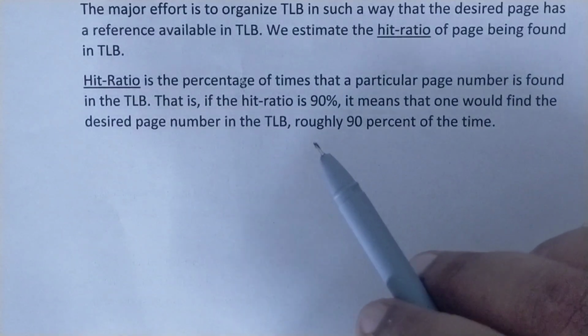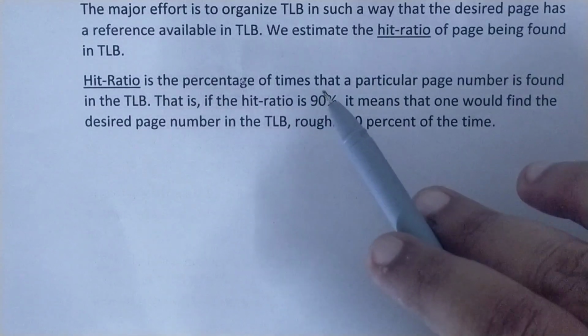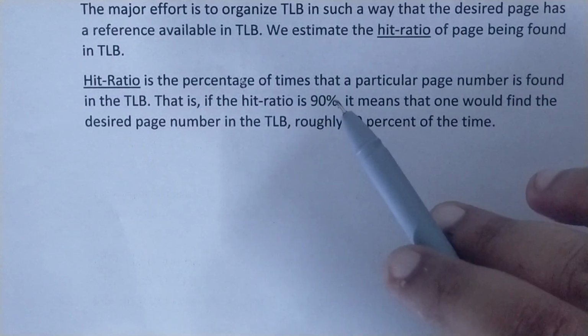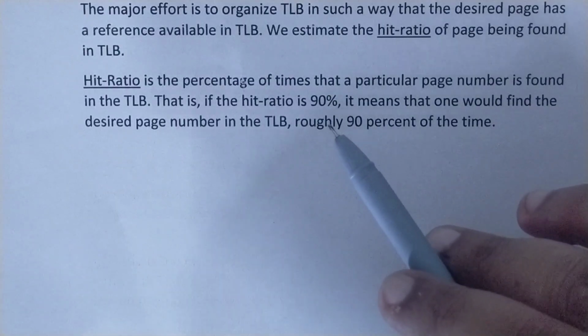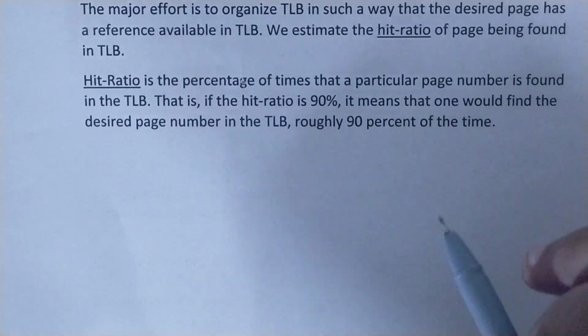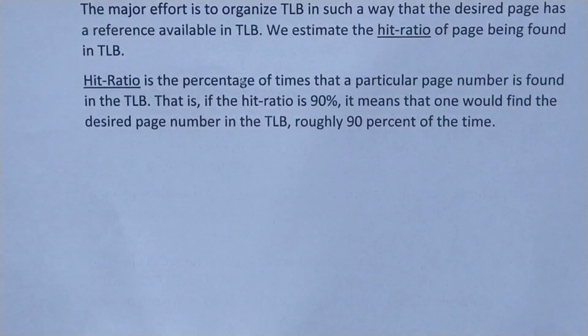Actually, major effort is to organize TLB in such a way that the desired page has a reference available in TLB. We estimate the hit ratio of page being found in the TLB. Actually, hit ratio is the percentage of times that a particular page is found in the TLB. It means if hit ratio is 90%, it means we would find the desired page number in the TLB roughly 90% of the times.